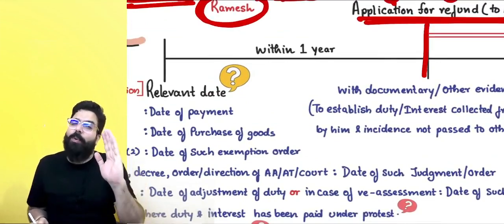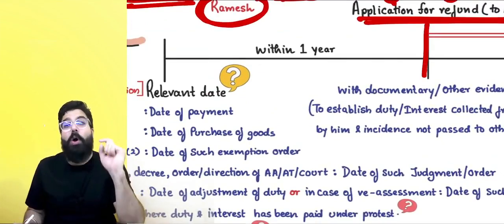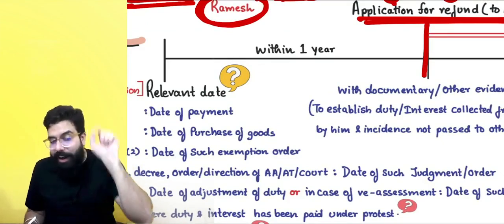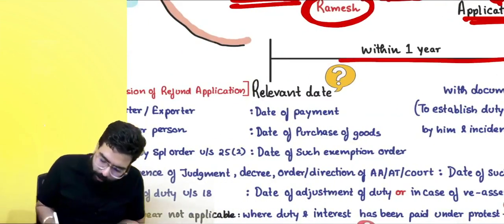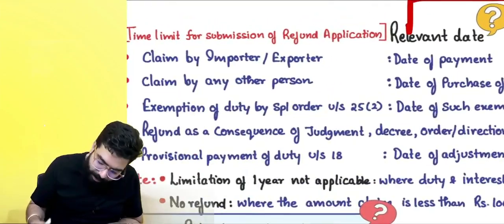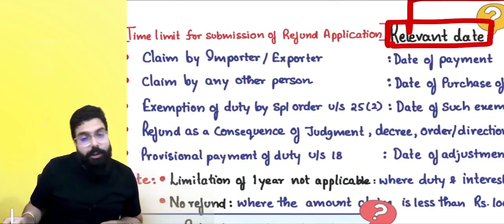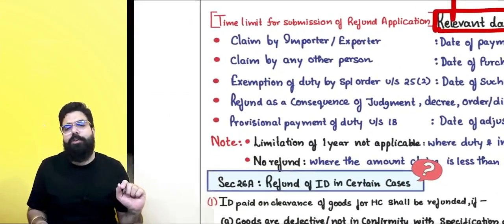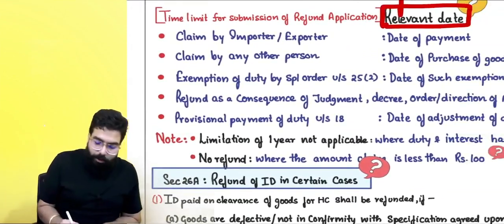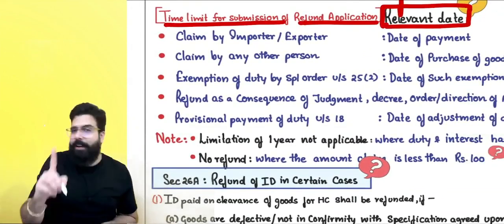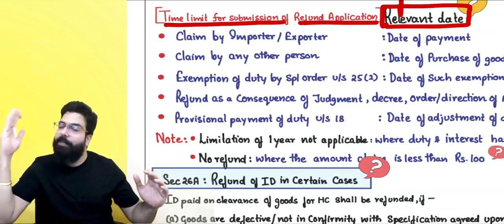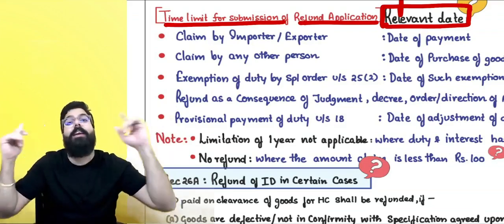Now, sir, within how much time does the application have to go for it to be not a time barred application? So, it should always go within 1 year. Within 1 year from relevant date. Sir, in various scenarios the relevant dates are different. So, time limit for submission of refund application is always 1 year from the relevant date. You should submit within 1 year.